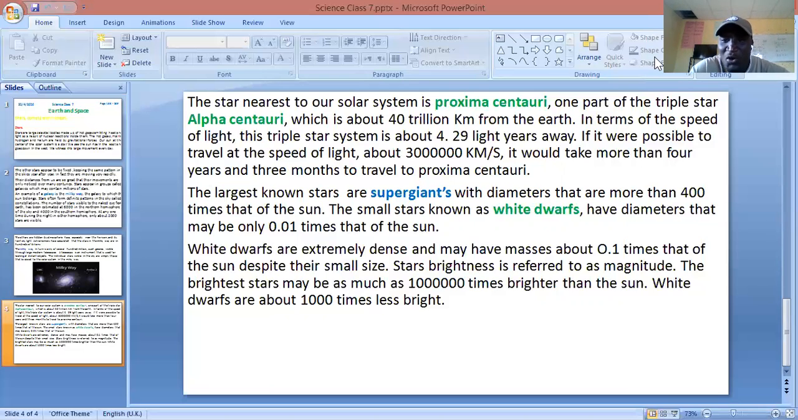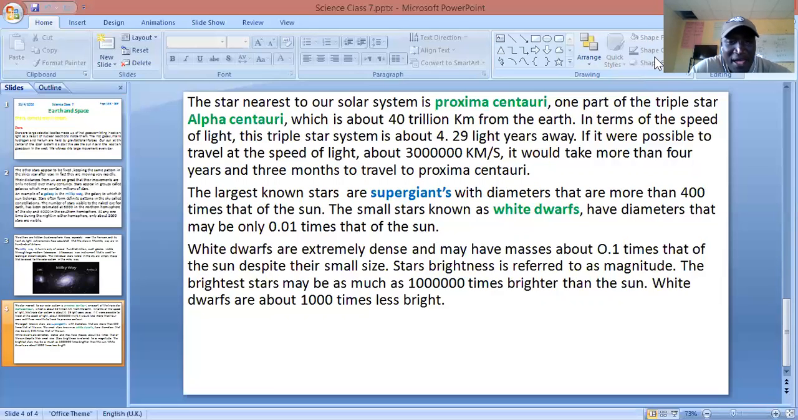The smaller stars are called white dwarfs. When you talk about a dwarf, it means something which is short or small. For example, when referring to people, short people are called dwarfs or pygmies. So here we are talking about the small stars known as white dwarfs. For example, astronomers found that Pluto is called a dwarf planet. The small stars known as white dwarfs have diameters that may be only 0.01 times that of the sun.